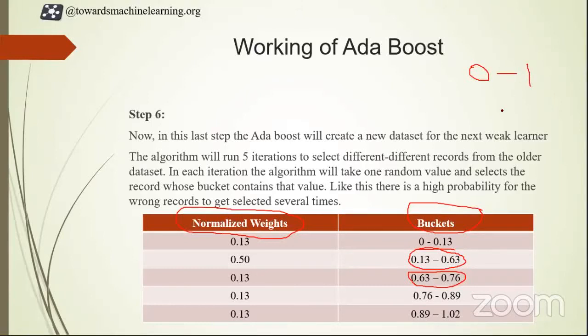Now let's say in the first iteration Adaboost has given us a random value of 0.46, let's say. 0.46. So which record is being selected among these? Please reply in the chat box. Anyone can reply in the chat box. We have got a random value of 0.46. So which bucket is it falling in? Which record will it target? You can reply in the chat box.